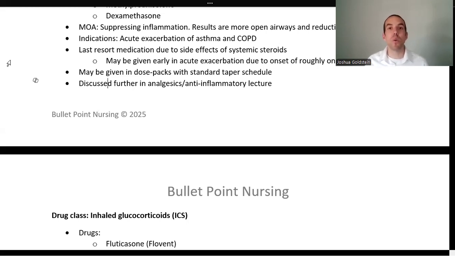One last item, because this is always on test banks. If a patient is getting PO steroids, it must be tapered down. It cannot be stopped abruptly. Now let's jump into ICS.